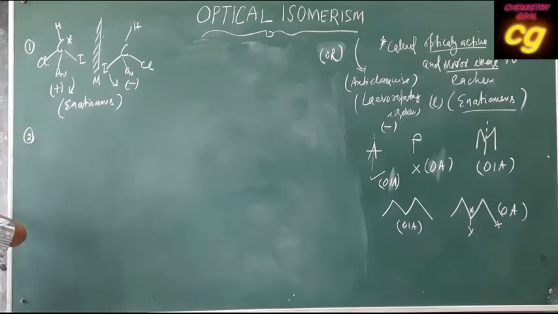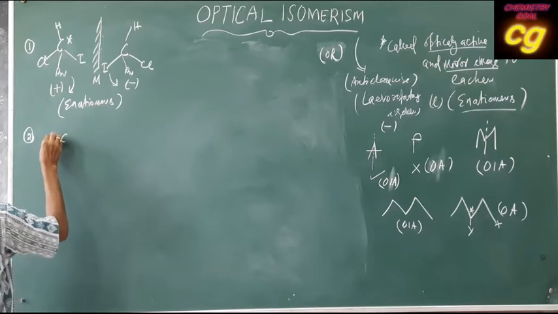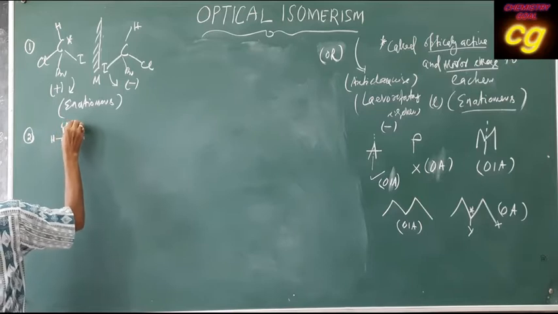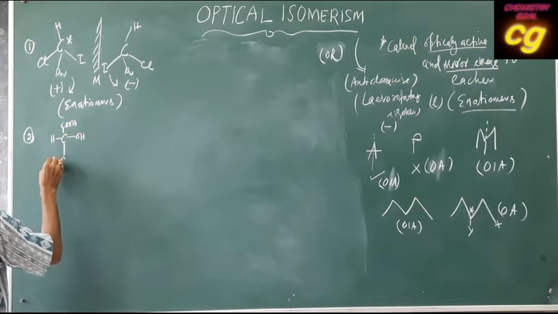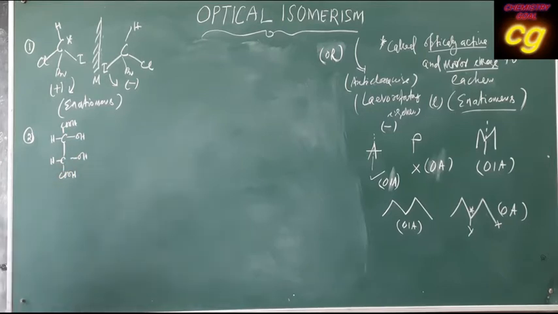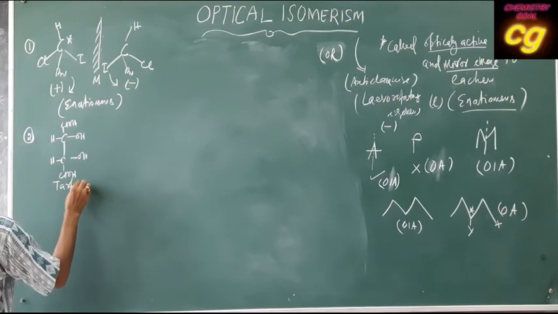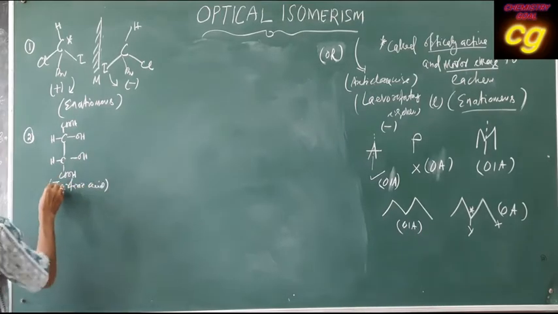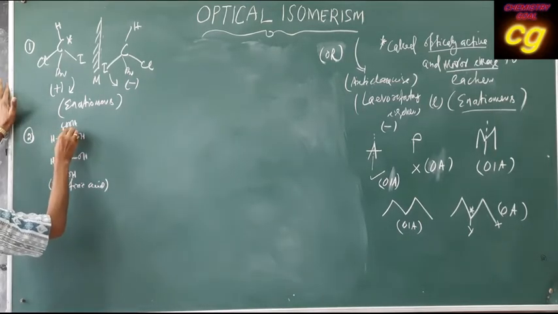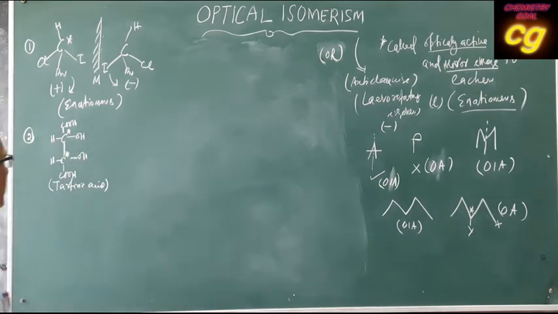Then if I take a different example, suppose this one: H, OH, COOH, H, OH, COOH. This is called tartaric acid. This is an example of tartaric acid. This tartaric acid, if you see, has two chiral centers. This is one chiral center and this is also one chiral center. Two chiral centers are there.